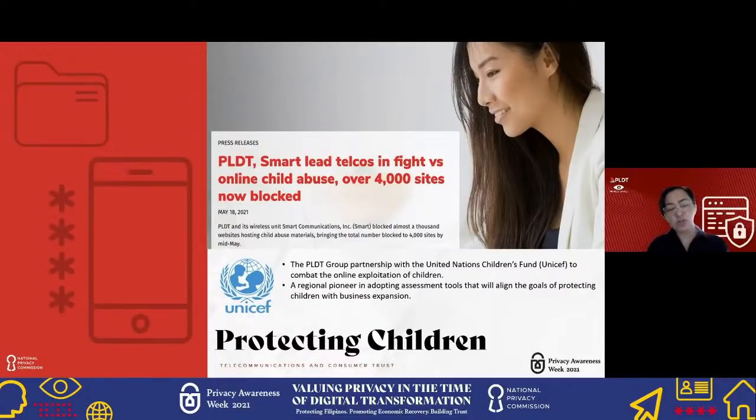Privacy and also cybersecurity, particularly this one, protecting children, is led by them, goes hand in hand in everything that we do in the PLDT group. Thank you. That's it.